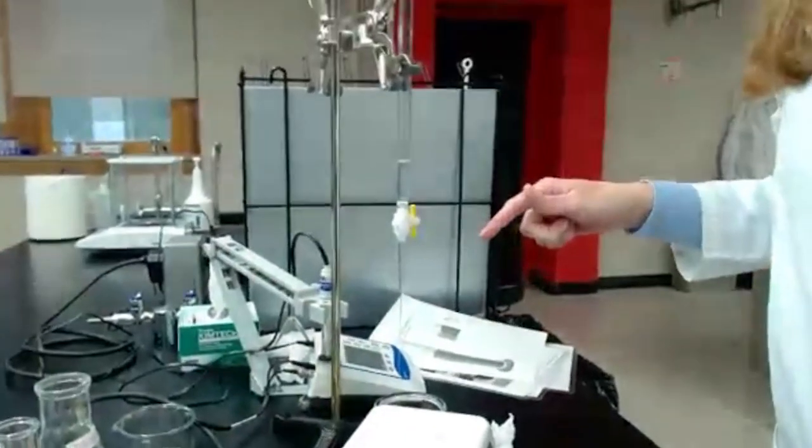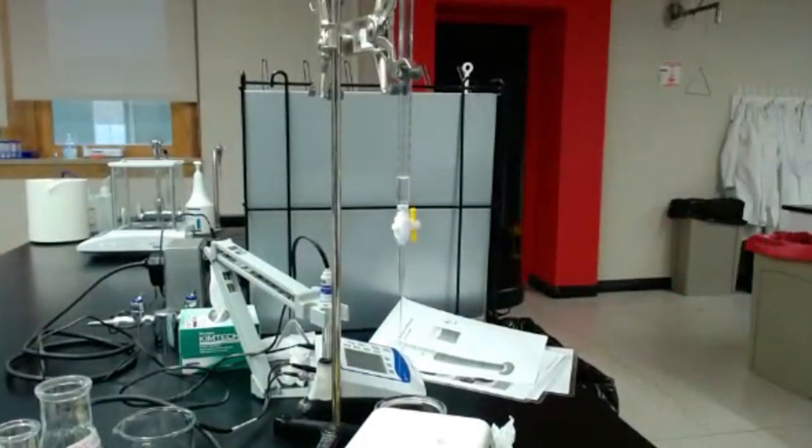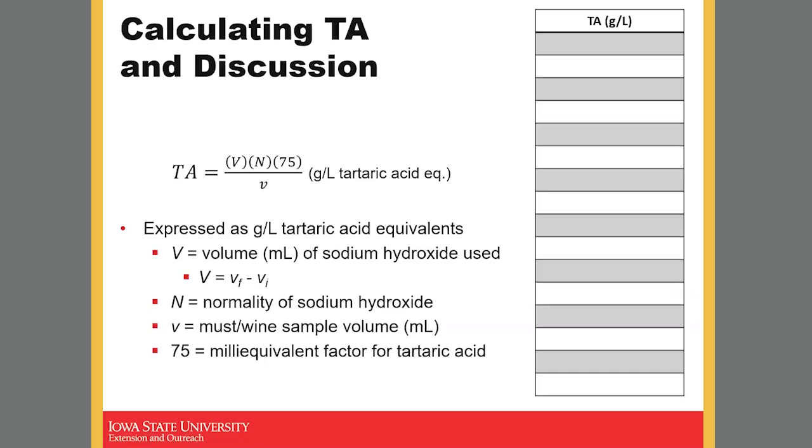So the final reading for me was 25.2 milliliter. That was my value, but it doesn't mean that's the value you're going to have, because it depends on the strength of sodium hydroxide you have. It depends on many different factors. To calculate the titratable acidity value, you need to use the volume of sodium hydroxide that we used. In my case, it was 1.1 milliliter of sodium hydroxide. To come up with that volume, you subtract the initial volume from the final volume. That gives you the volume of sodium hydroxide that was used.